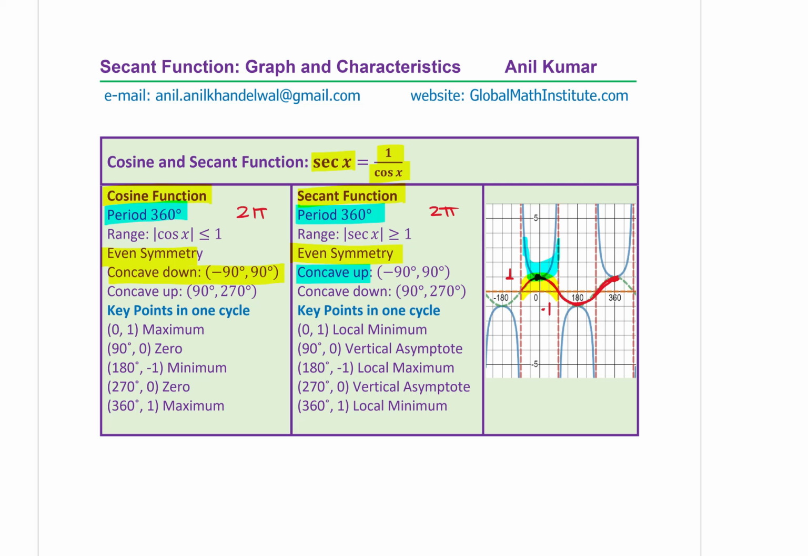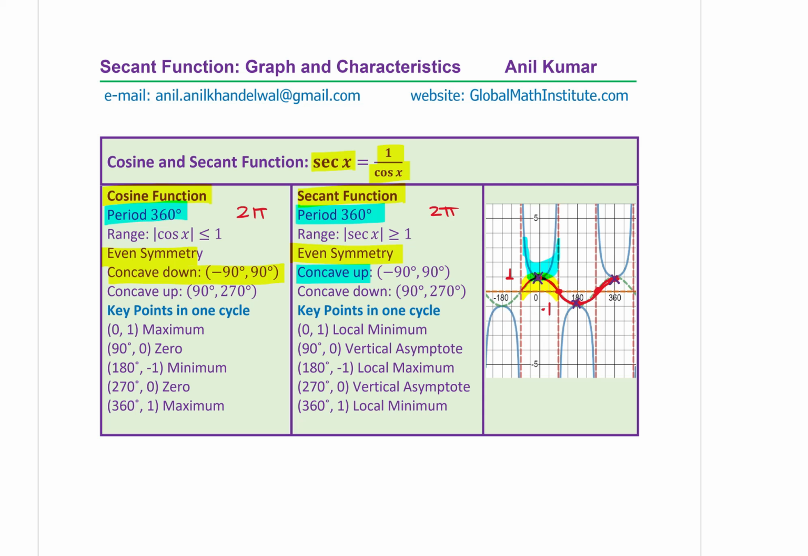Now here are a few key points on a cycle to remember. 0, 1 is the maximum value for the cos function. So that is at 0, the value 1 is the maximum. Then at 90, we get a 0. Then minimum at 180, minimum value of -1. At 270, it is back to 0. And at 360, it is again the maximum value. As far as the secant function is concerned, the values 0, 1, and these are invariant values, right? So you see these are common points, correct?